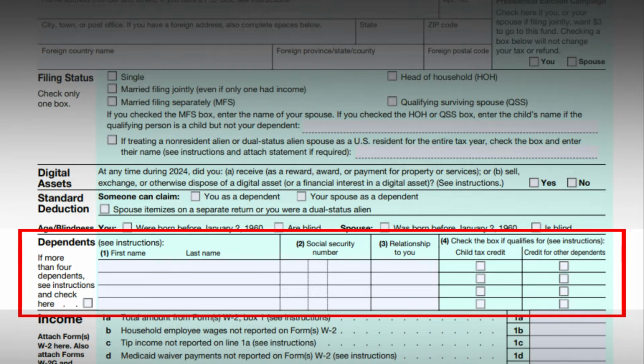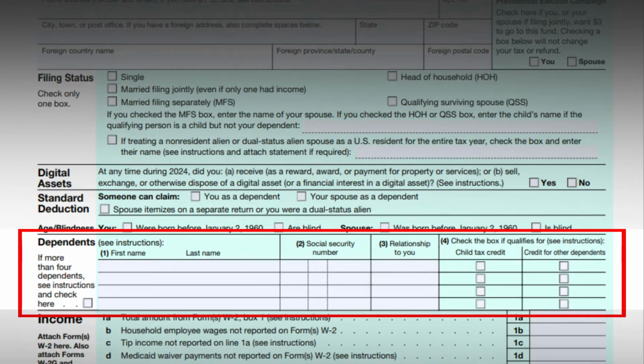More than 4 dependents. If you are claiming more than 4 dependents, follow the instructions on the form to add extra dependents and include them in the correct section. Each dependent listed will need their name, social security number, and relationship to you. Additionally, if you're claiming a dependent, you'll need to check boxes to see if they qualify for credits like the child tax credit or other dependent credit.